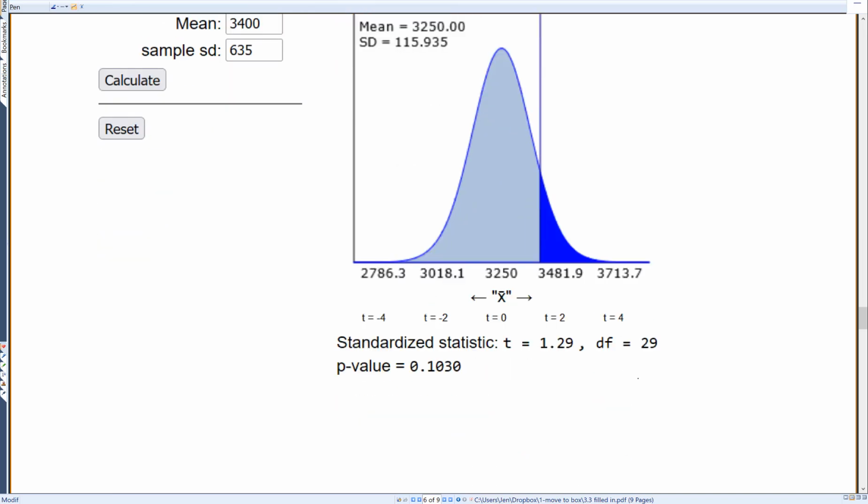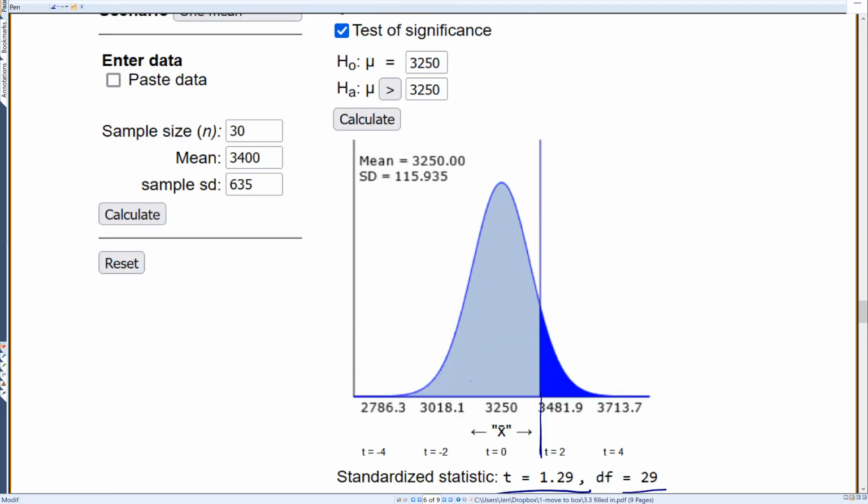So you have to come way down. Notice these are my possible sample means. You can see the mean and SE of all my possible sample means. It put on my t-scale for you, so you can see that my t-value is something less than 2. But specifically, my standardized statistic t is 1.29. I have 29 degrees of freedom. Remember, that's just something that changes the shape slightly based on our sample size. And my p-value is 0.1030.